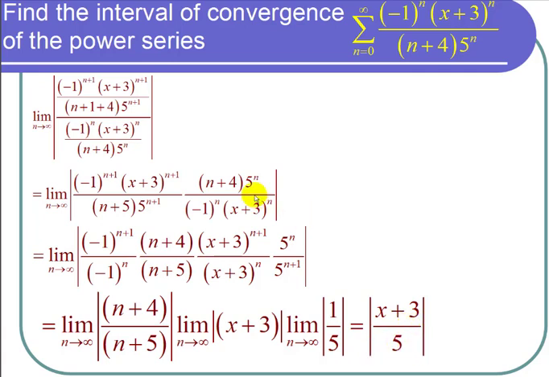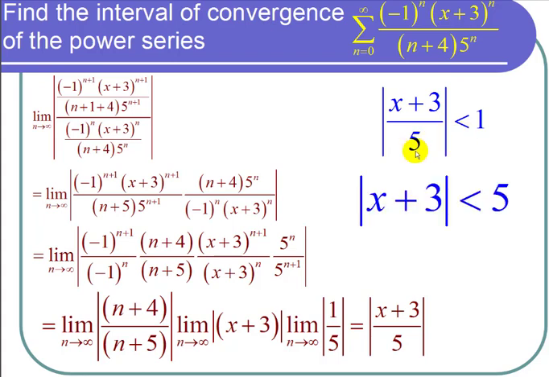Now remember, I'm in the middle of the ratio test, and the ratio test tells us that if this limit in absolute values is less than 1, then the series converges. So let's set this to be less than 1. I get the absolute value of x plus 3 over 5 is less than 1, and do a little more algebra.